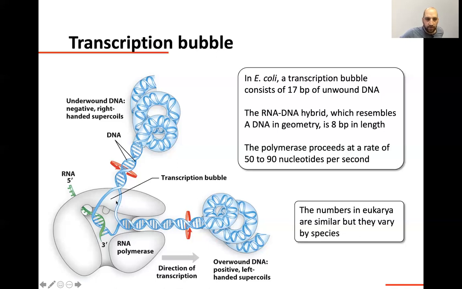So if we're thinking about where the RNA is actually physically binding, there are going to be about 8 base pairs of complementary DNA and RNA, or RNA-DNA hybrid. There are going to be about 8 base pairs of contact between the RNA and the DNA. And then the last number to throw at you as part of all of this is that the polymerase is moving at a rate of about 50 to 90 nucleotides per second, so pretty fast.